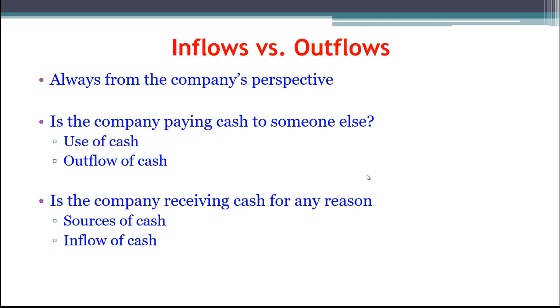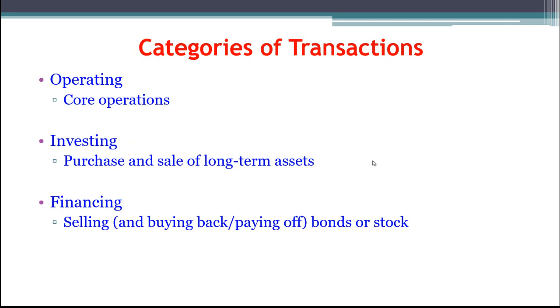Now, the other thing to note is that if this company's putting together a financial statement, a cash flow statement, we're always looking from the company's perspective. So is the cash flowing into the company or out of the company? If the company is paying cash to somebody else, then it's an outflow of cash. We're going to talk about the categories, but it's an outflow of cash, or sometimes known as a use or a purpose. If the company is receiving cash for any reason, then it's a source of cash or an inflow of cash, and again, we'll talk about those categories.